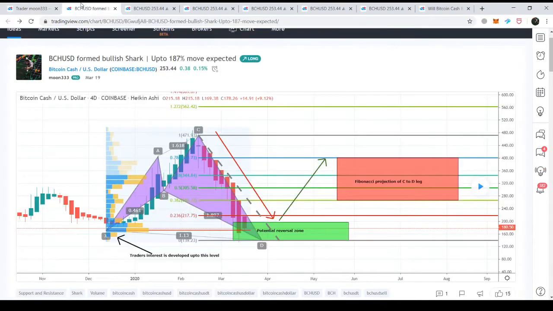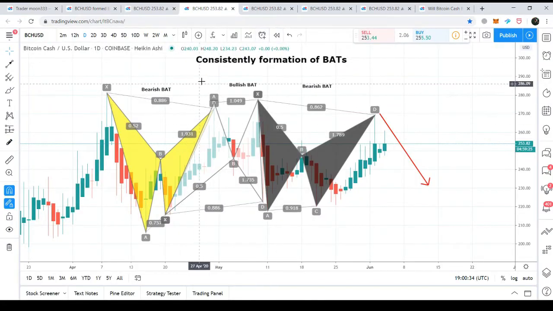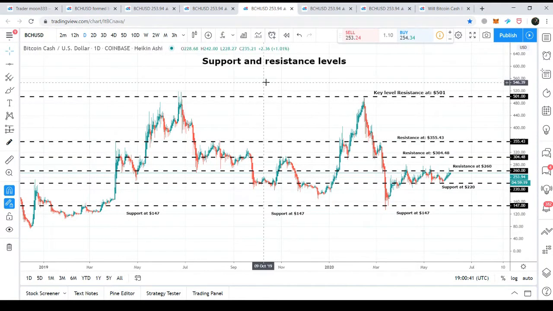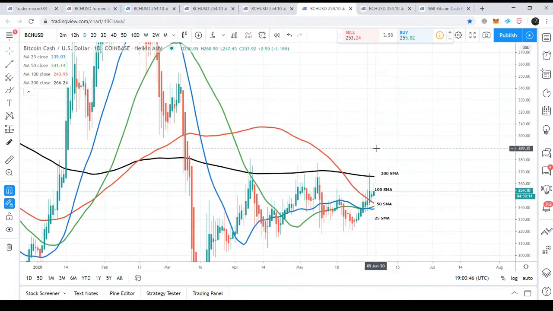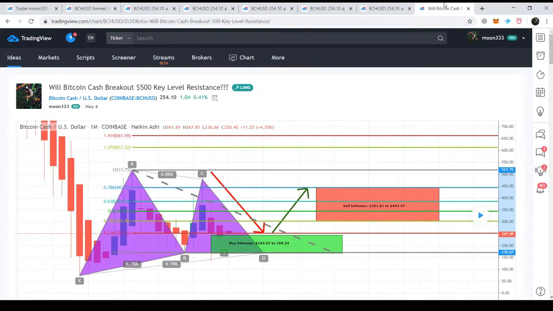Today I want to show you how Bitcoin Cash has turned bullish from the potential reversal zone of this harmonic pattern, and at this time it is moving in a wedge. We will also watch this movement of Bitcoin Cash, that it is forming different bats continuously and consistently. We will also watch the different support and resistance levels and the position of the moving averages, as well as the Ichimoku cloud that can lead the price action of Bitcoin Cash very strong bullish.